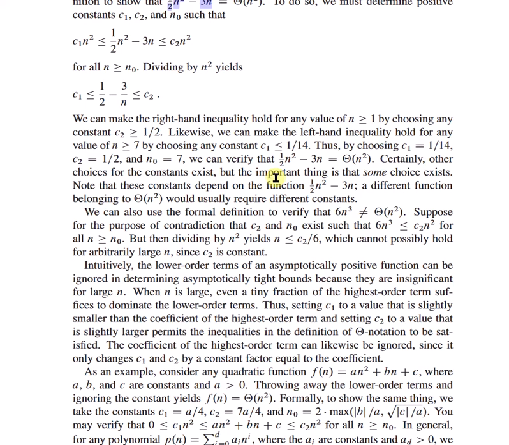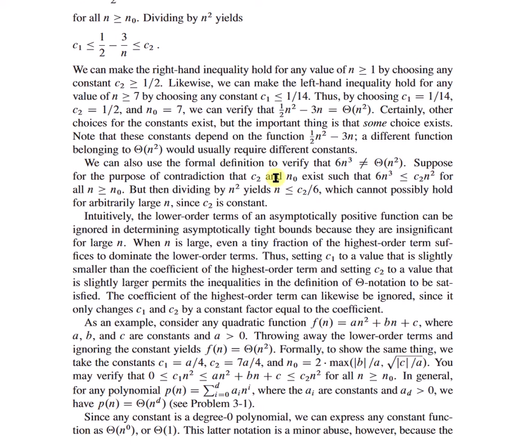Note that these constants depend on the function half n square minus 3n, and a different function belonging to theta of n square would usually require different constants. We can also use the formal definition to verify that 6n cube does not belong to theta of n square. Suppose for the purpose of contradiction that c2 and n0 exist such that 6n cube is less than or equal to c2 n square for all n greater than n0. Dividing by n square yields n less than or equal to c2 over 6, which cannot possibly hold for arbitrarily large n since c2 is constant.